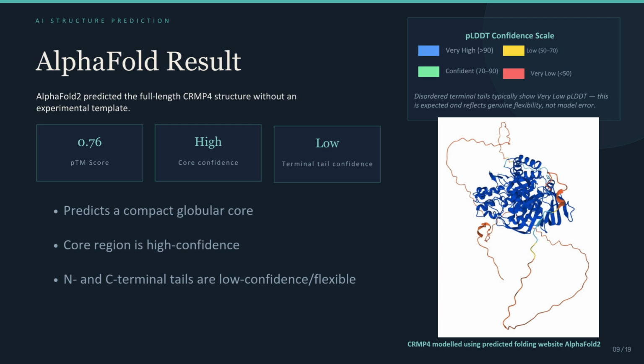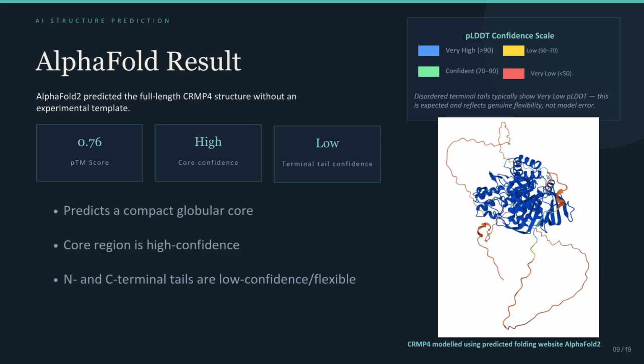AlphaFold 2 was used to predict the full-length CRMP4 structure without relying on an experimental template. The model shows a compact globular core, which is predictably high confidence, and it is consistent with the conserved CRMP family fold. The pTM score of 0.76 suggests that the overall fold is reasonably reliable at the global level. In contrast, the N and C terminal regions show low confidence, which is expected for flexible or disordered tails, rather than necessarily indicating model failure.